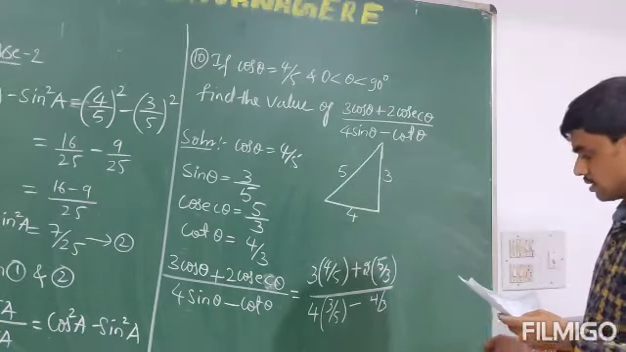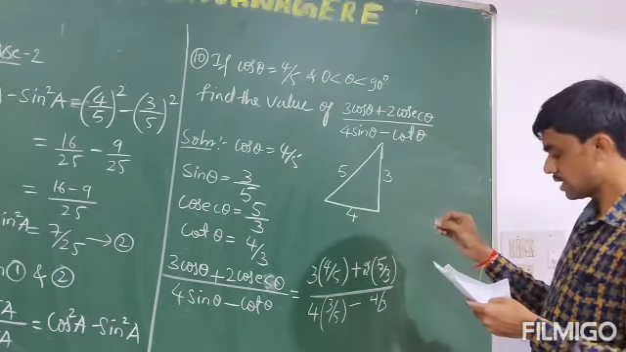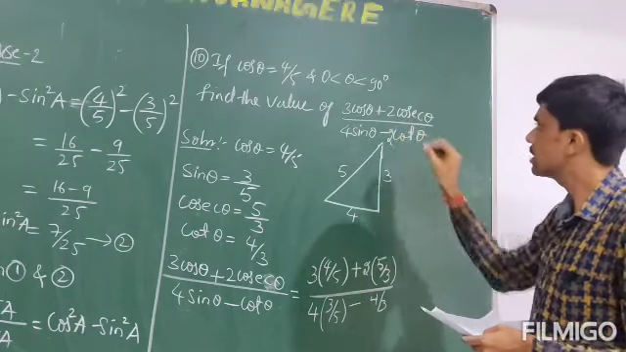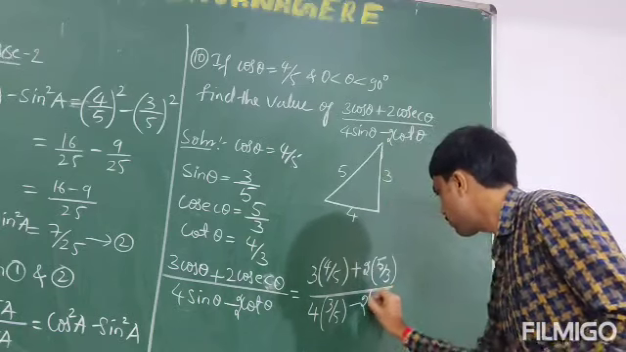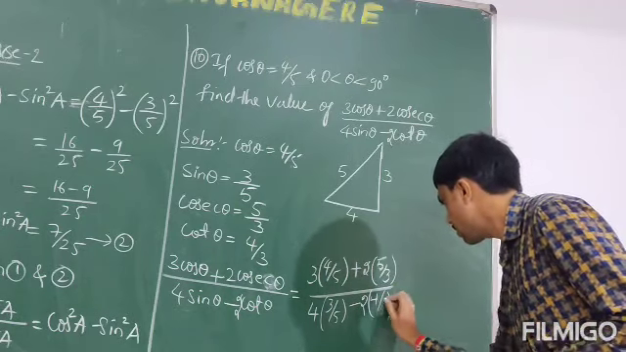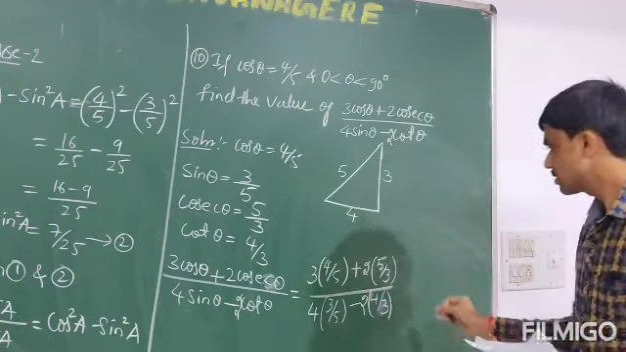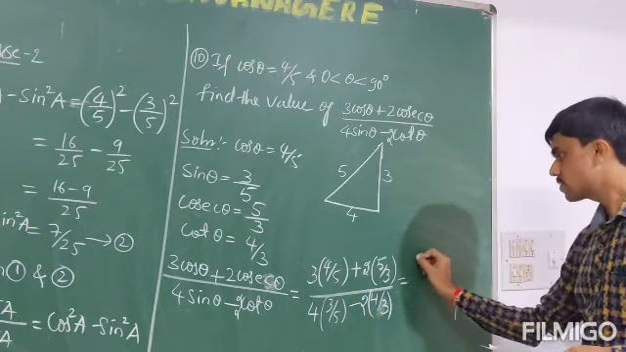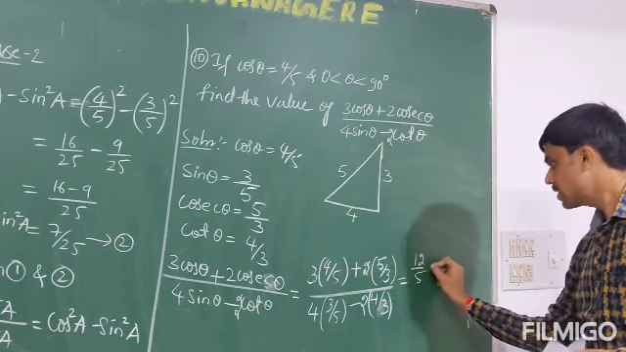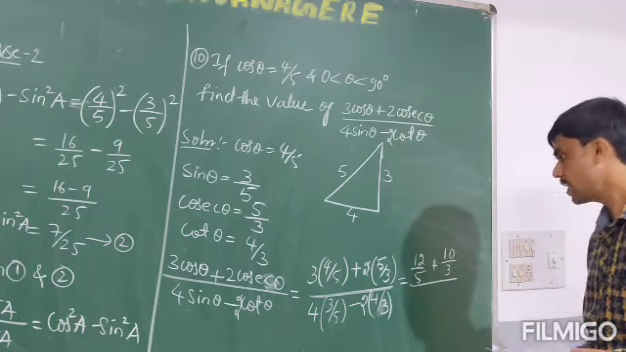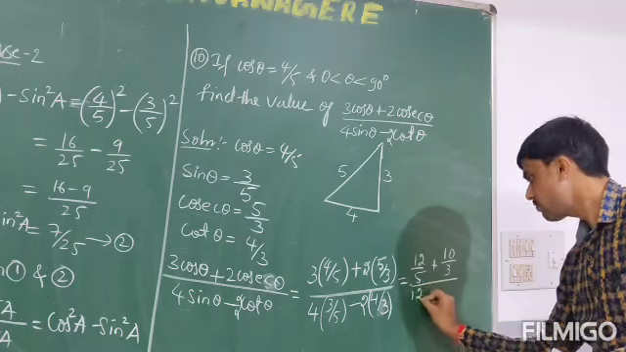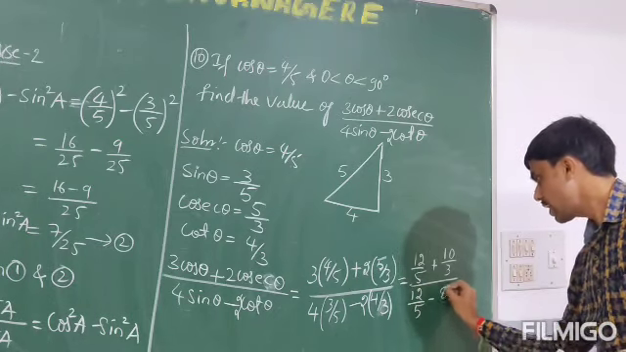Here it is 2 cot theta, so here also we get 2 into 4 by 3. So finally we get, 3 4s are 12 by 5 plus 10 by 3, whole divided by 4 3s are 12 by 5 minus 8 by 3.